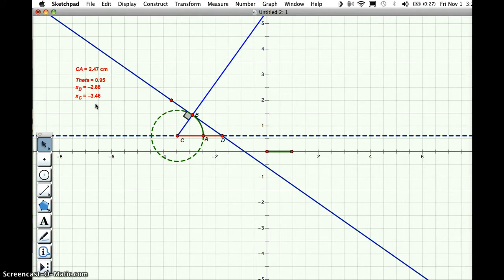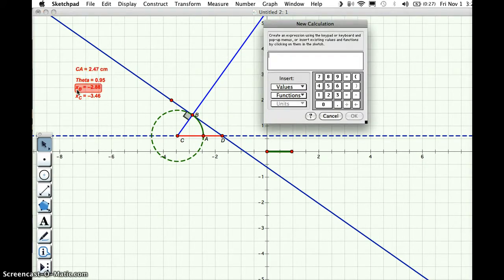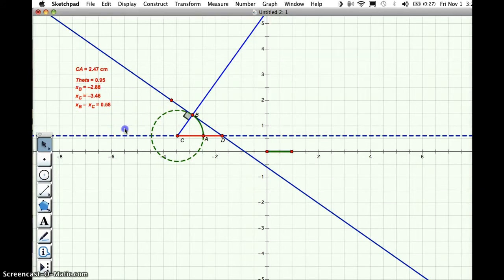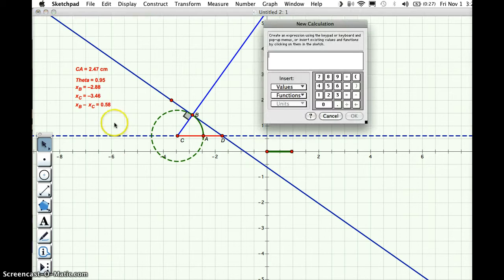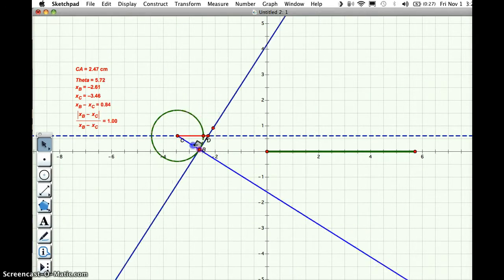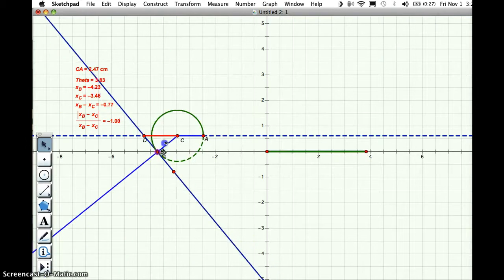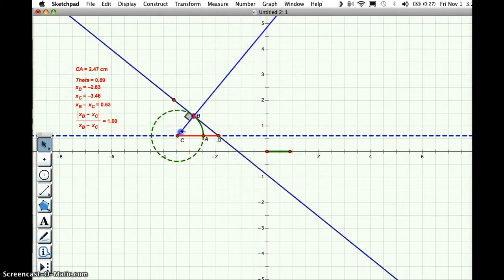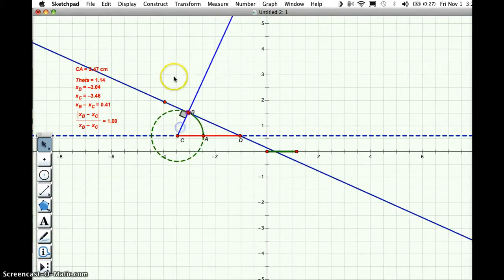Now we will go to Calculate and measure the difference between these 2 points. So xB minus xC, but we only want these points so that we have a positive or negative 1. So we'll calculate the absolute value of xB minus xC, all of this divided by the value of xB minus xC. Now the value is only 1 or negative 1, and it is 1 in the first and fourth quadrants, and it is negative 1 in the second and third quadrants. This is what we wanted.